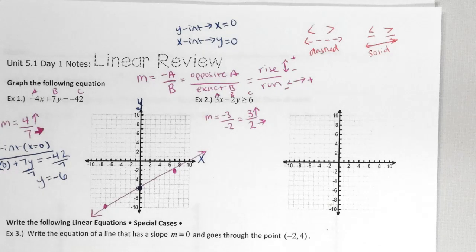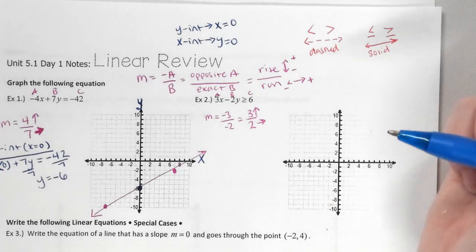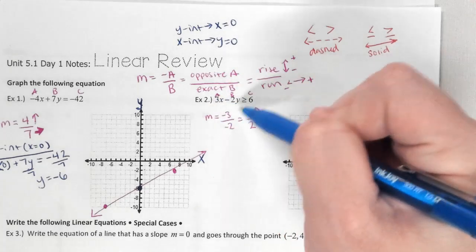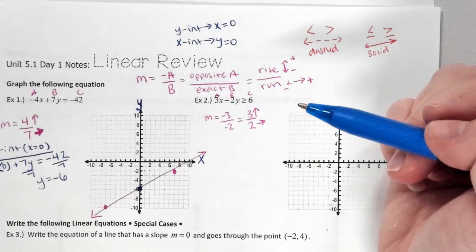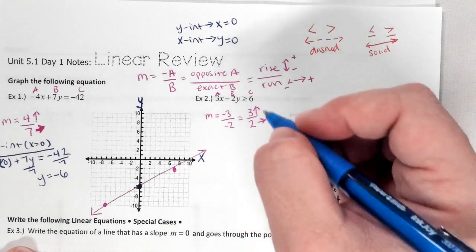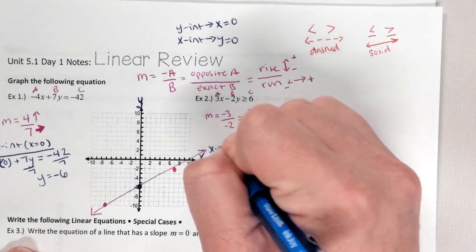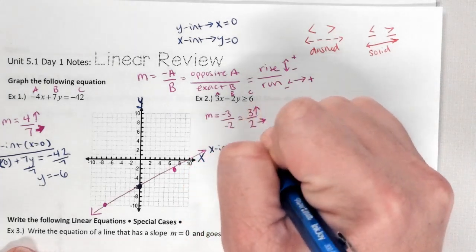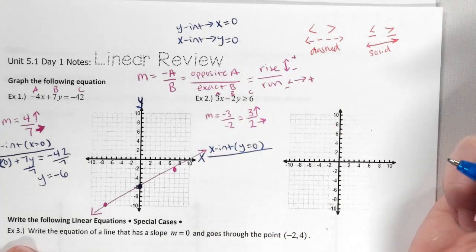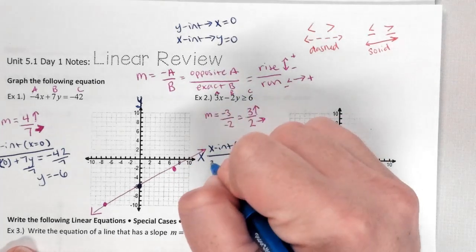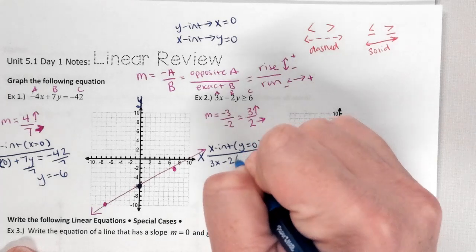And then I need to find an intercept. Now, on this one, does it matter which intercept I find? No, because 3 goes into 6 and 2 goes into 6, so it doesn't matter which one I find. So I'm going to find my x-intercept just to be different from the last one. That's where y equals 0. So I'm going to rewrite this, but with y is 0. So 3x minus 2 times 0.